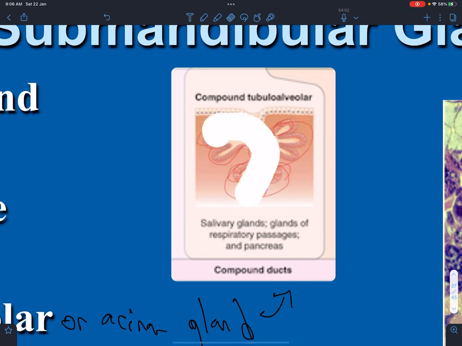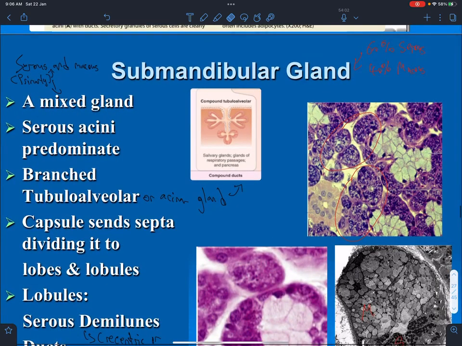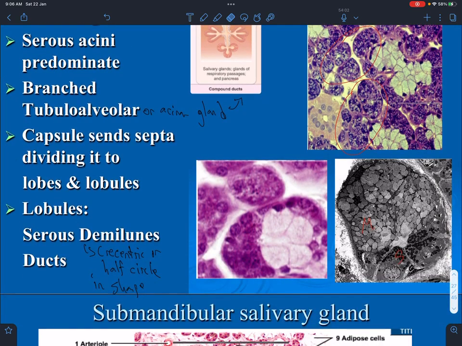So it's a branched tubulo-alveolar or tubulo-acinar gland that consists of both serous and mucus acini. But which one is more? The serous acini predominate. Instead of saying serous and mucus, I'm going to say serous demilunes, with the same ducts as we mentioned. Here are the serous demilunes, like we said. Here's the serous acini covering the mucus. Here's another picture: here's your serous acini, and this is your mucus, pale stained under electron microscope.